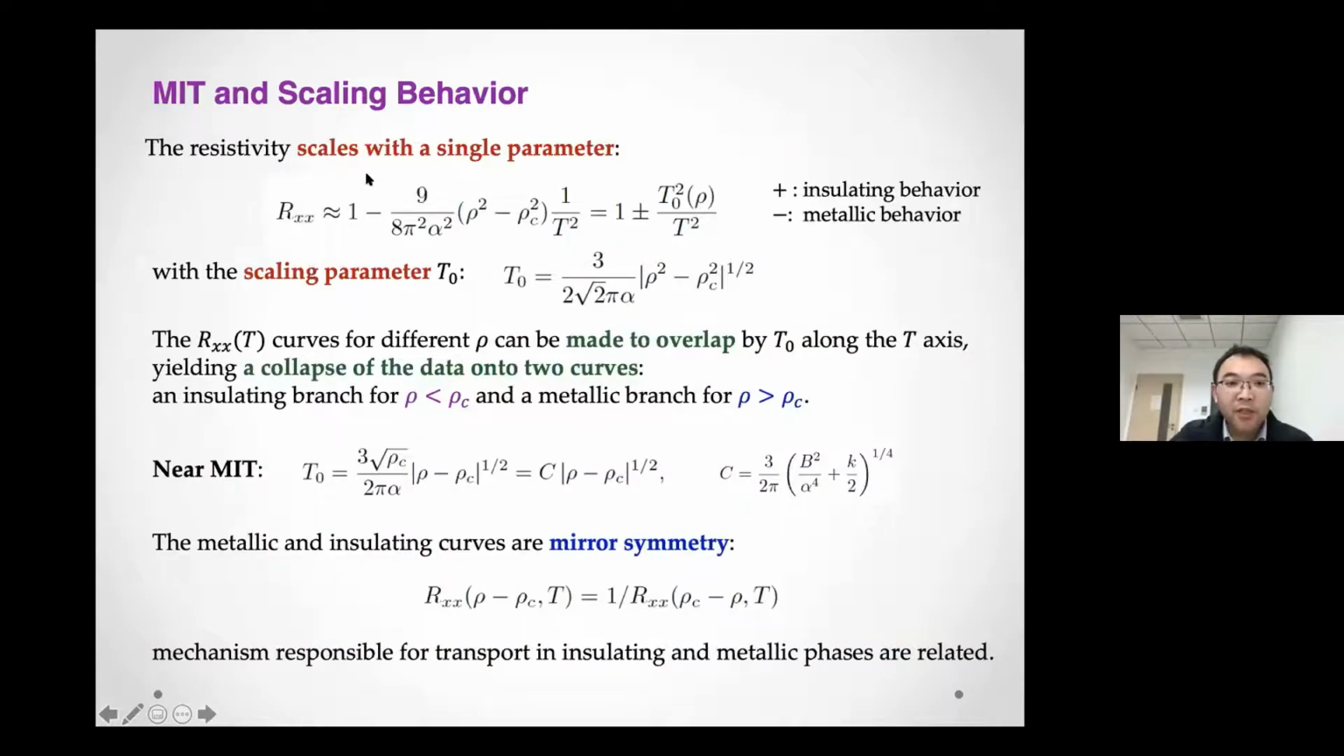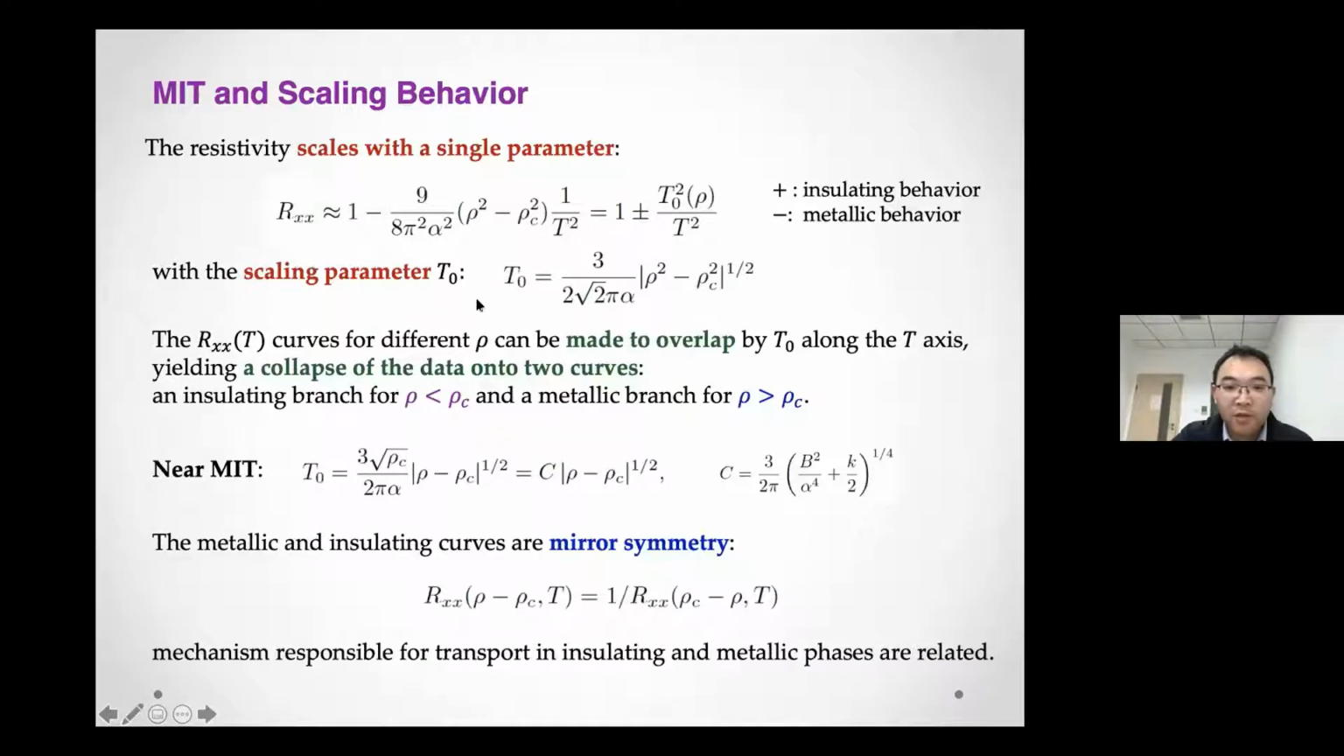Actually, the resistivity can scale with a single parameter T0, given by this quantity near the transition point. That means different curves for each charge density can be made to overlap by the scaling parameter T0 along the temperature axis. So this gives a collapse of the data onto two curves, one is the insulating branch and the other the metallic branch. Actually, near the transition point, we have the scaling behavior with the power 1/2.